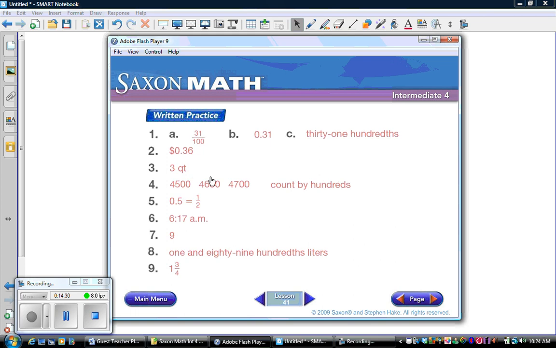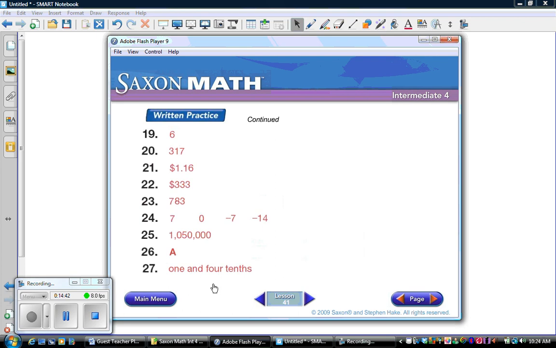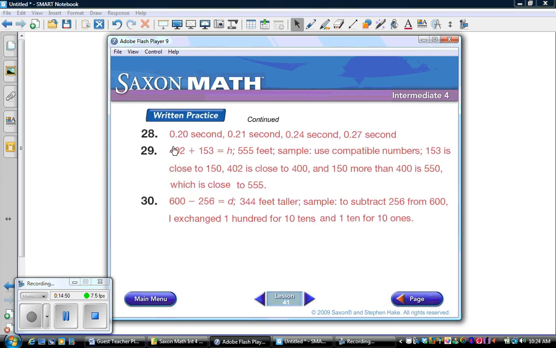So let's look at written practice. Hit pause as you check 1 through 9. Hit pause as you check 10 through 18. Hit pause as you check 19 through 27. And hit pause as you check 28 through 30. And you are finished.